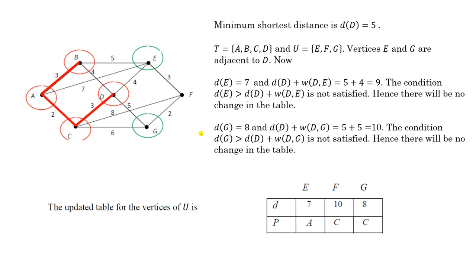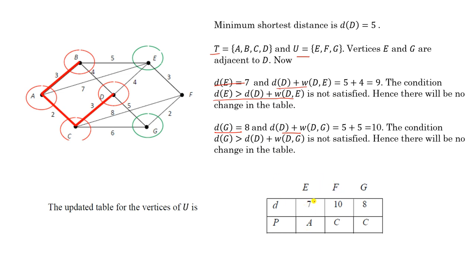And you will repeat this process again and again. As we have selected D, now you will include D in T and remove it from U. Now you will select the adjacent vertices of D. These are E and G. For E and G, you will calculate the distances through D. These are the existing distances, and these are the distances through D. If this condition is satisfied, then you will update the table. Otherwise, you will not update the table. Here this condition is not satisfied, so no change will be there. Here again this condition is not satisfied, so no change will be there. So the table will be like this.